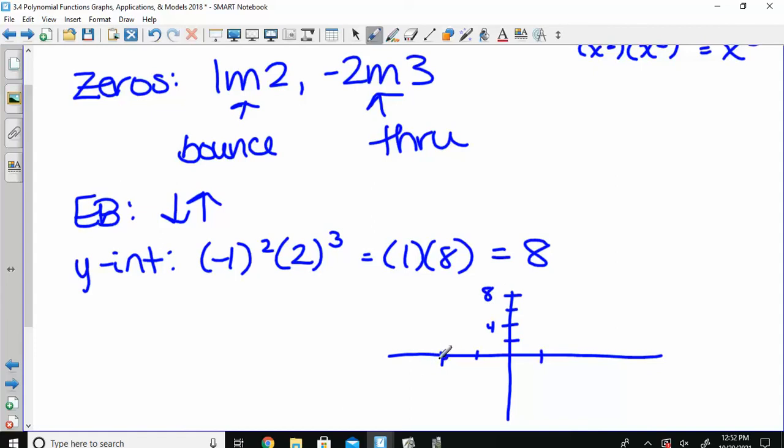Alright, so I hit my x-axis at -2 and 1, y-axis at 8. It should start down here and end up here. But what happens at my -2? Do we bounce or go through? Go through. Come back and hit the 8. And then at the 1, we bounce.